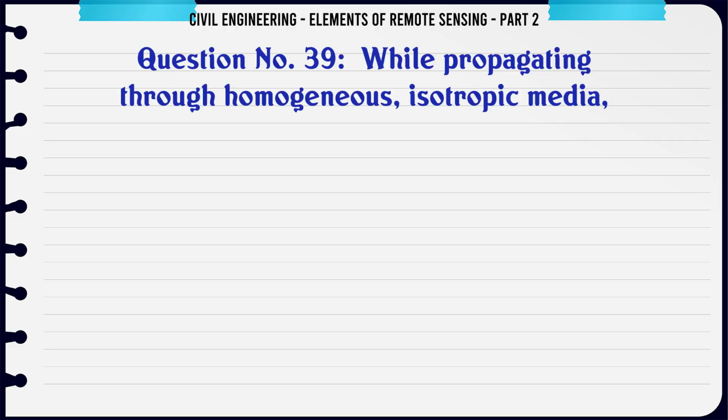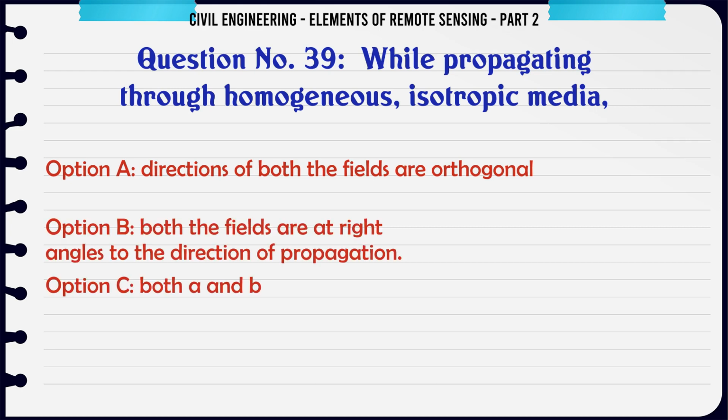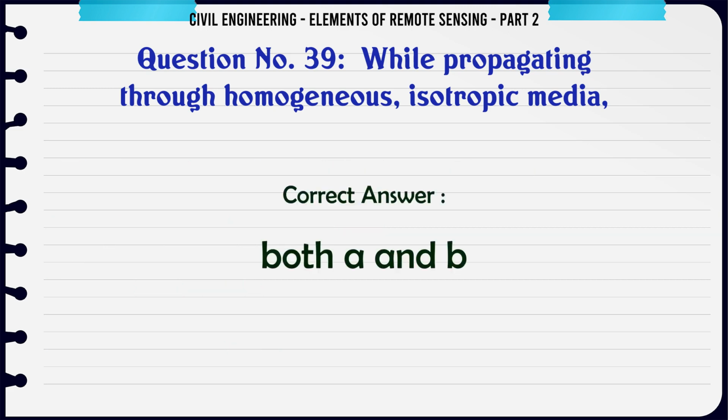While propagating through homogeneous isotropic media, A. Directions of both the fields are orthogonal, B. Both the fields are at right angles to the direction of propagation, C. Both A and B, D. Neither A nor B. The correct answer is both A and B.